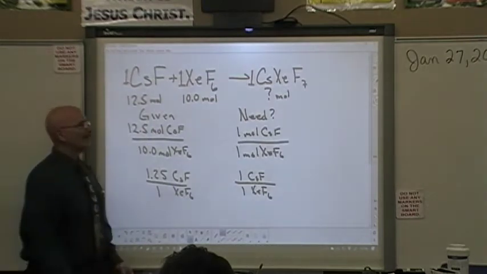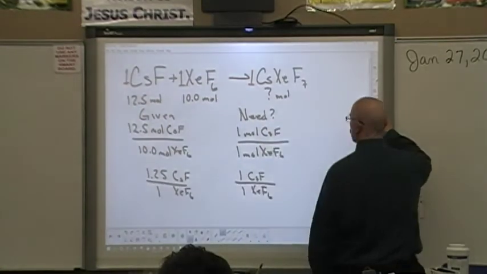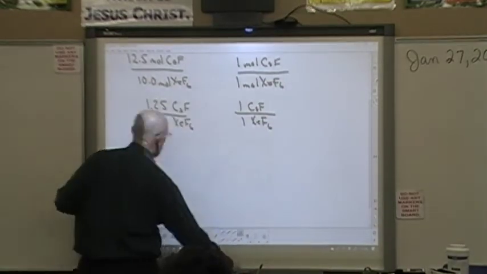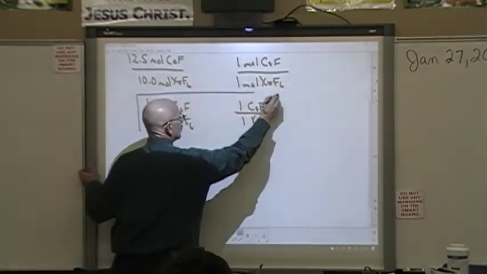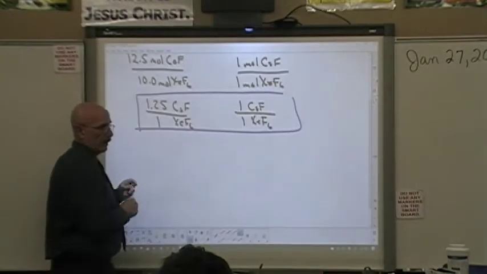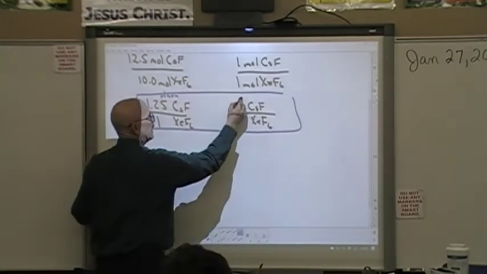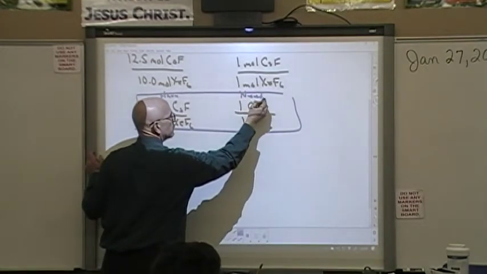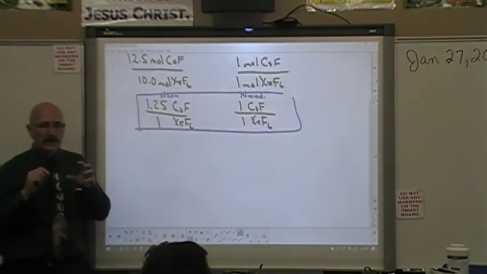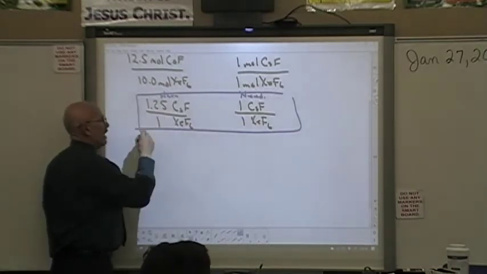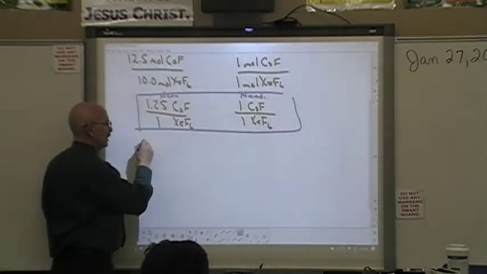Okay, so here's the thinking part. Here's where you have to look at these two numbers and figure it out. Comparing this to this. This is what I have. This is what I need. Now, you can literally write this down and get in the habit of asking yourself, do I have enough CSF?